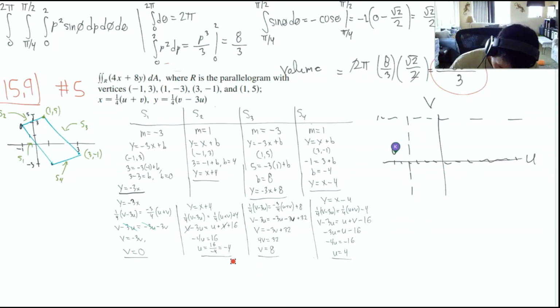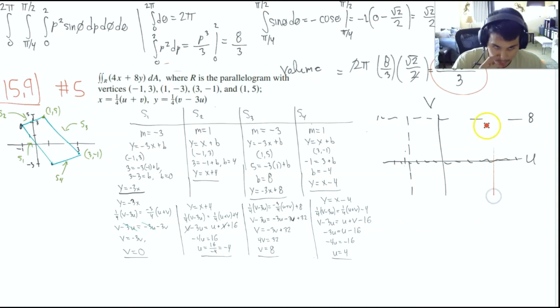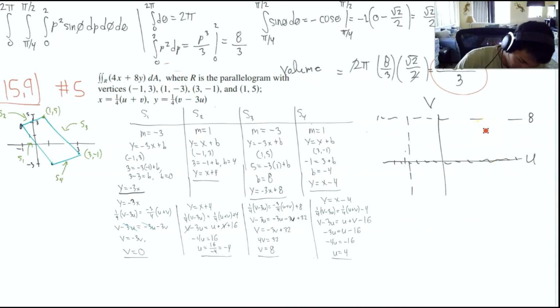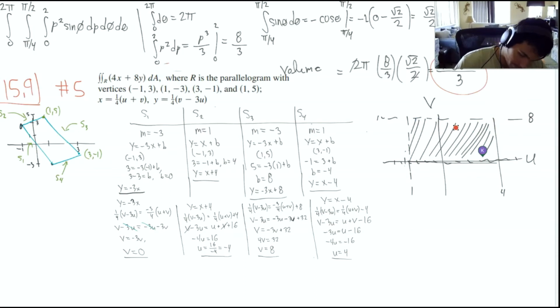Let me write this nicer. I'm going to write 8, 4. So I'll make this nicer in a second. And then we have u equal to 4. So then we just want the area that overlaps, which is this area in the middle.